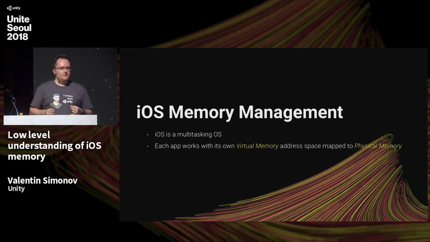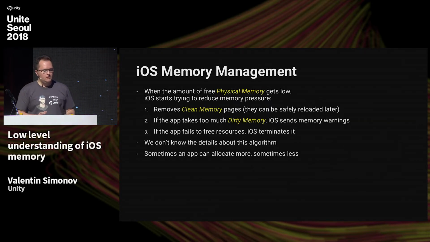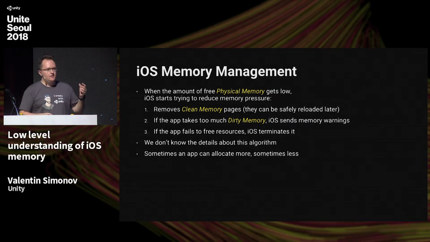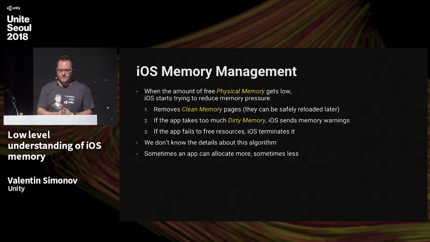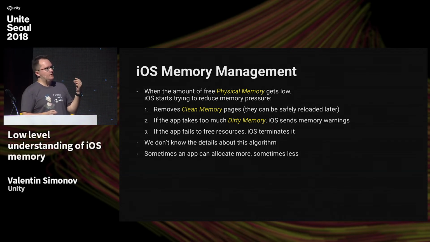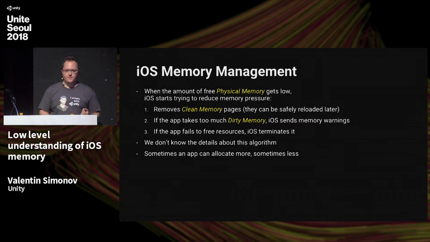So iOS is a multitasking operating system. Several applications can run on it and share memory, each one with its own virtual memory space mapped to physical memory. When the amount of free physical memory is low, iOS starts trying to reduce memory pressure. And it does it the following way. First, it tries to remove clean memory pages, because they can be reloaded from disk since they're read-only. If the current active application takes too much dirty memory, iOS sends memory warnings to the application.